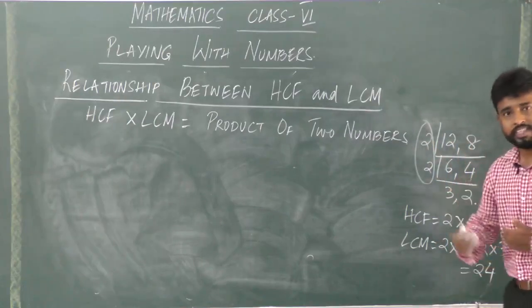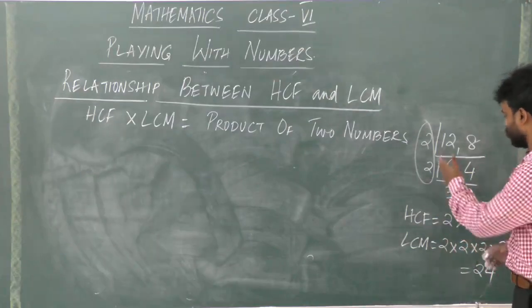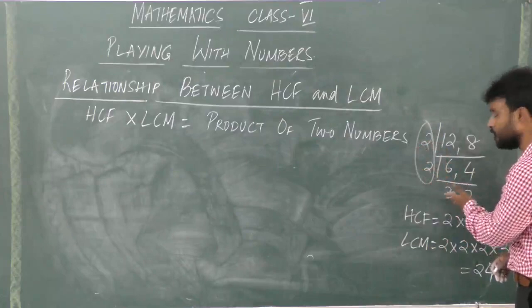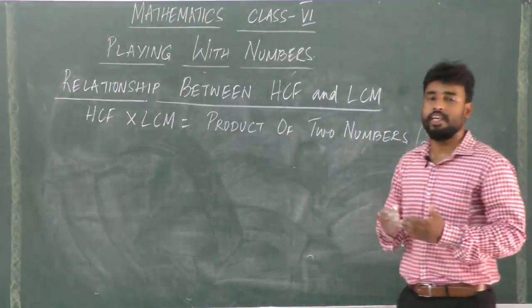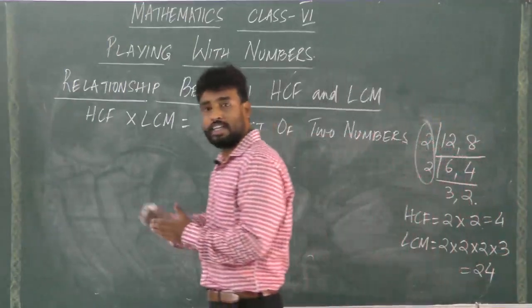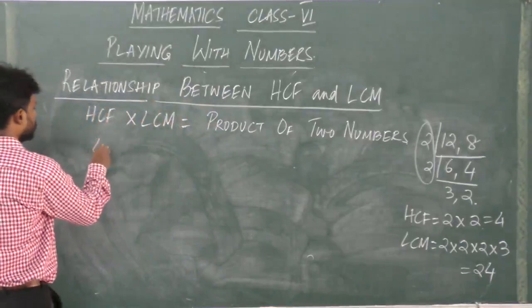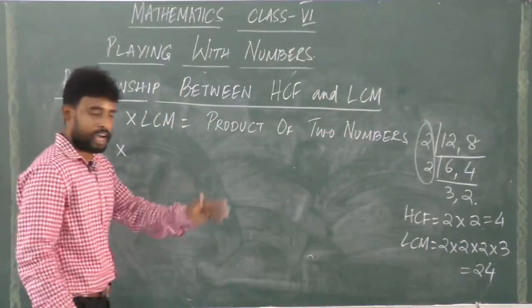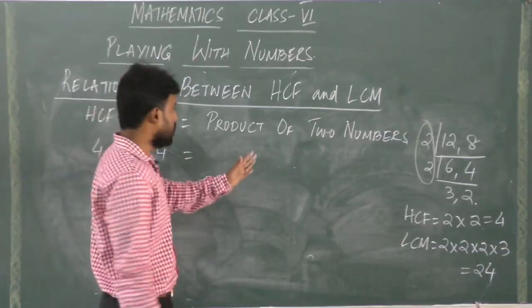Now when we come to LCM, we take into consideration all the factors. So here we have 2 into 2 into 3 into 2. So ultimately your LCM will be 24, the SCF will be 4. Now let us put the values here. We have SCF as 4, LCM as 24, and let us check here.